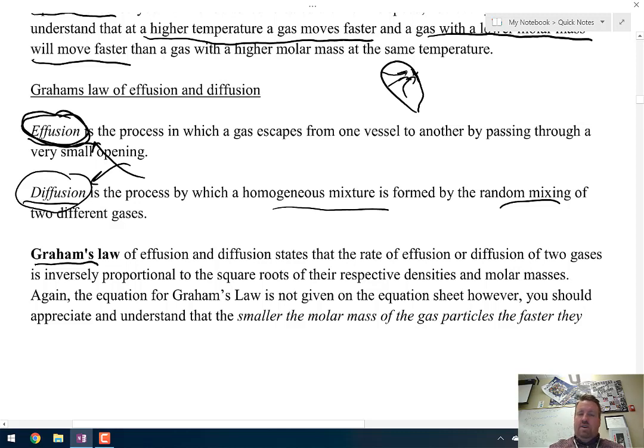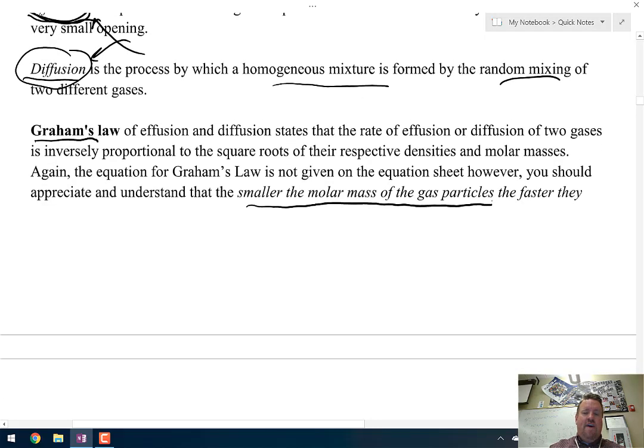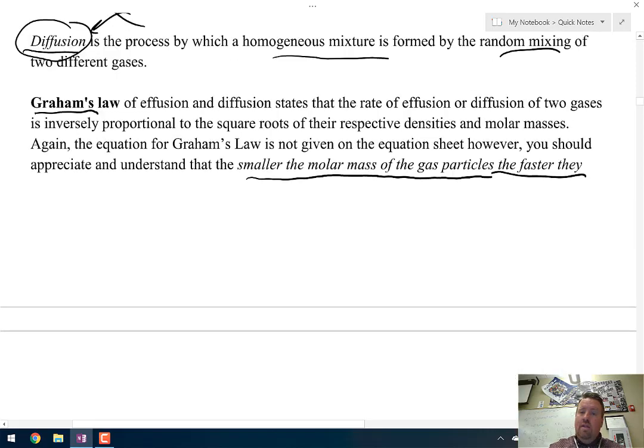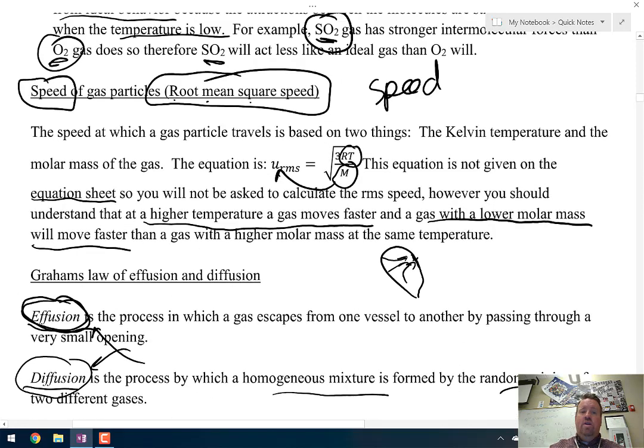There's an equation that goes with that I didn't even write on here. You don't even need to remember that. So the equation for Graham's law is not given on the equation sheet. However, you should appreciate and understand that the smaller the molar mass of the gas particles, the faster they move. Okay? And again, that comes back to the root mean square speed equation up here, that the smaller the molar mass, the faster they're moving.